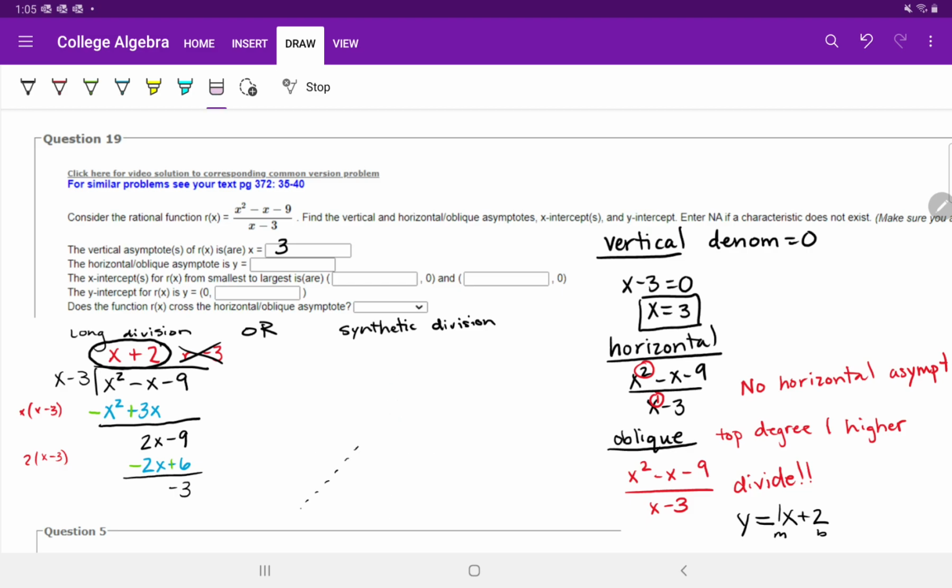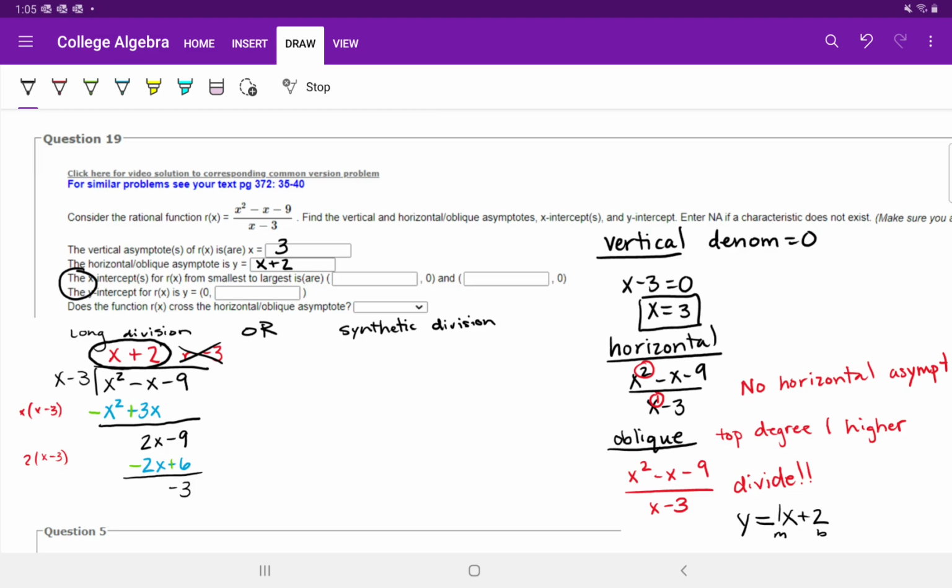Now as soon as I say this is a line that our function would not cross, we're going to encounter a question that talks about whether our function crosses the oblique asymptote. So we'll get to that in a second. I'm going to kind of talk out of both sides of my mouth here for a second. So our answer was y equals x plus 2. I'm not going to find the x and y intercepts. I think that's something that you guys can handle on your own. But I do want to talk about the next question.